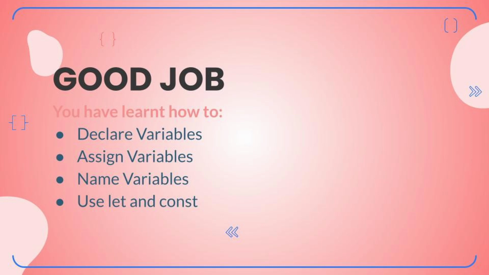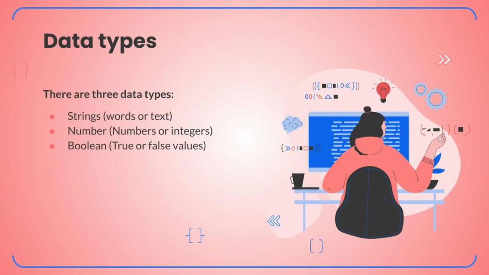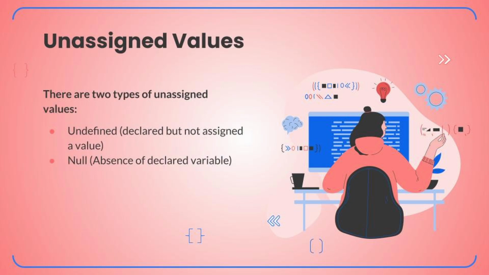Now let's talk about the data types in JavaScript. There are three types: strings, number, and Boolean. Strings are used for text data and are enclosed in single or double quotes. Number is the second type and is used for numeric values including integers and floating point numbers. Boolean represents true or false values, crucial for decision making in our programs. And when a variable is declared but not assigned a value, it is undefined. And null represents the intentional absence of an object.